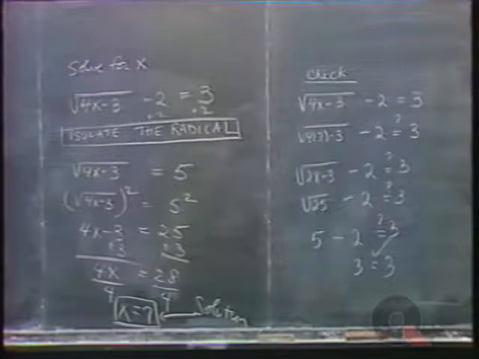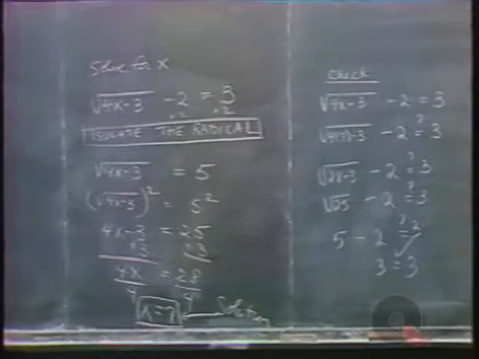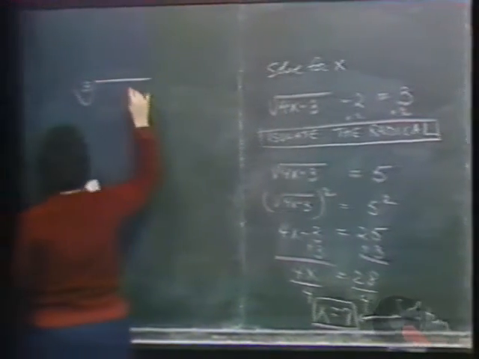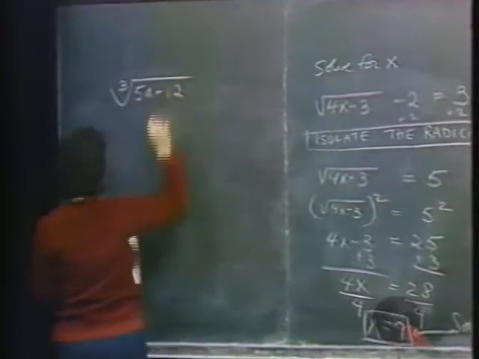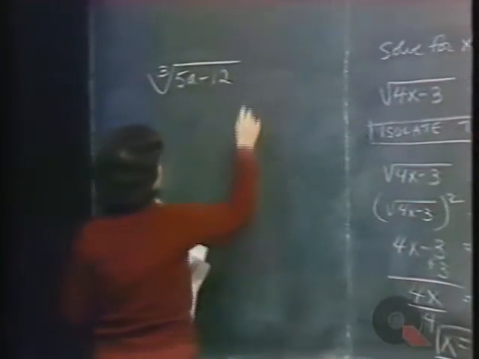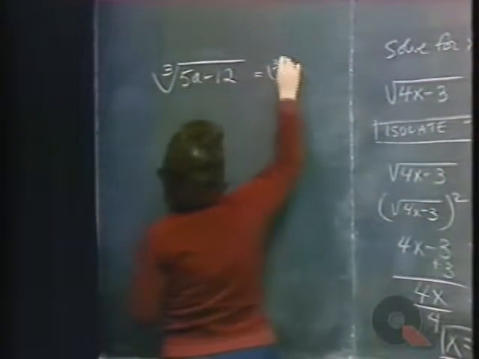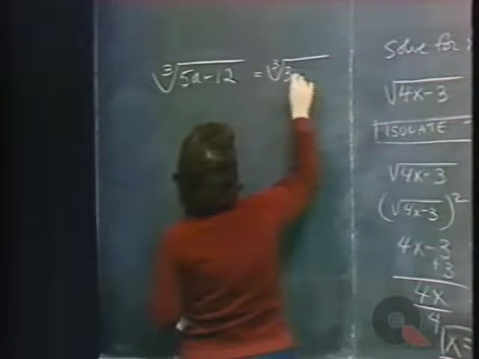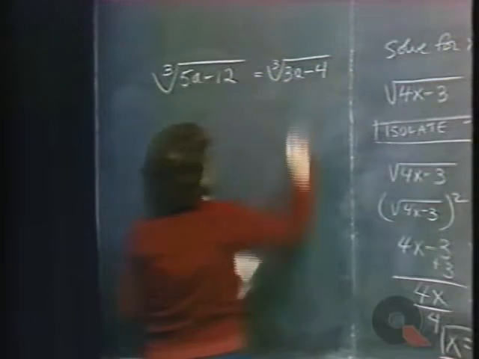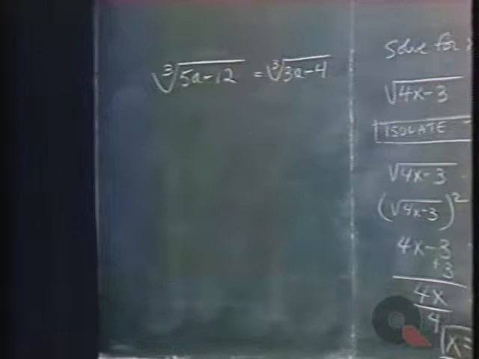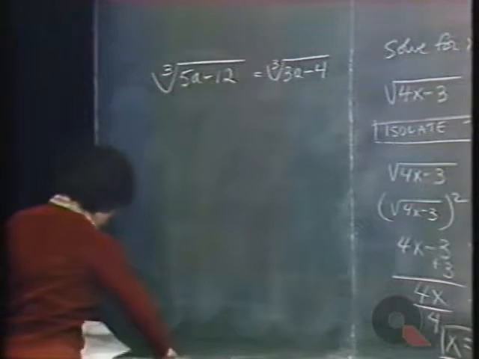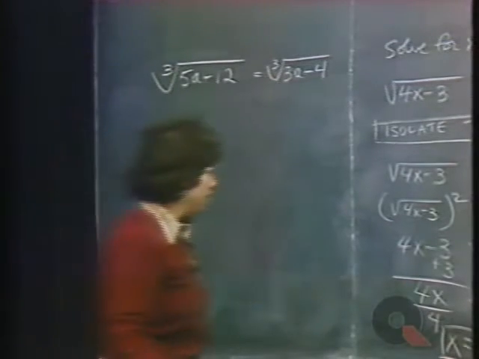Okay, let's try another one. The cube root of 5a minus 12 is equal to the cube root of 3a minus 4. We're going to try to solve this equation for a.